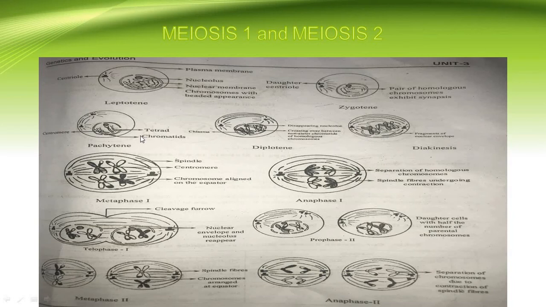Then after pairing, it is forming tetrad, means four chromatids. A pair of chromosomes will consist of 4 chromatids. We call it as tetrad, because in a bivalent, chromatids of the same chromosome will be joined by this centromere. Show you the tetrad.